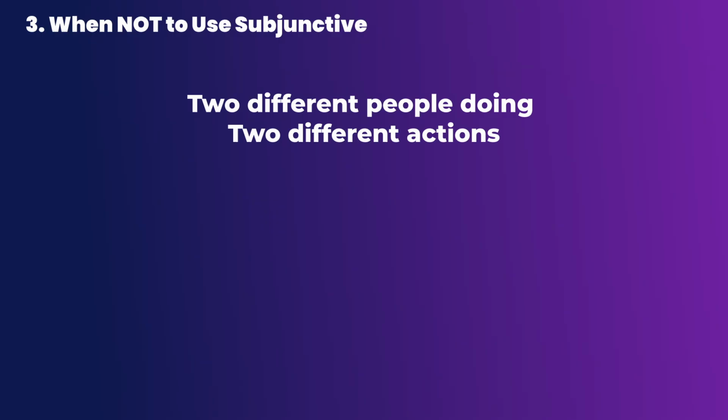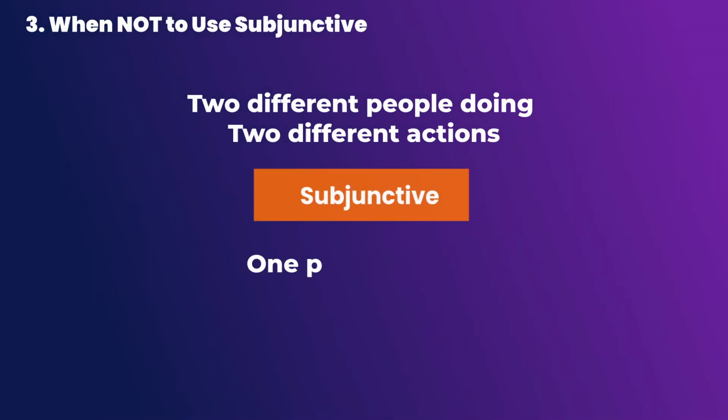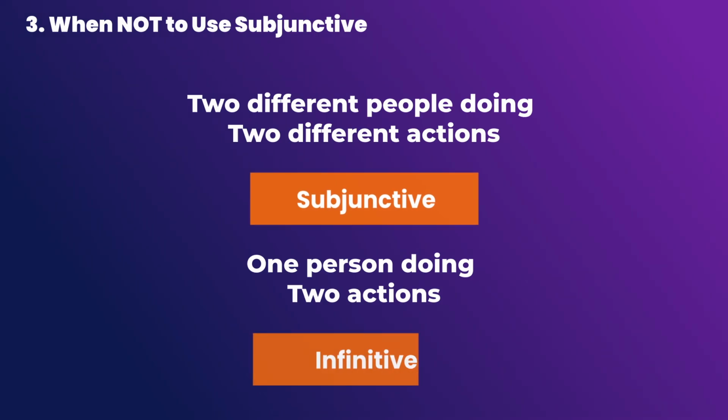Remember, when two different people do two different things, that's subjunctive. And when one person is doing two actions, that's infinitive. This is the rule.